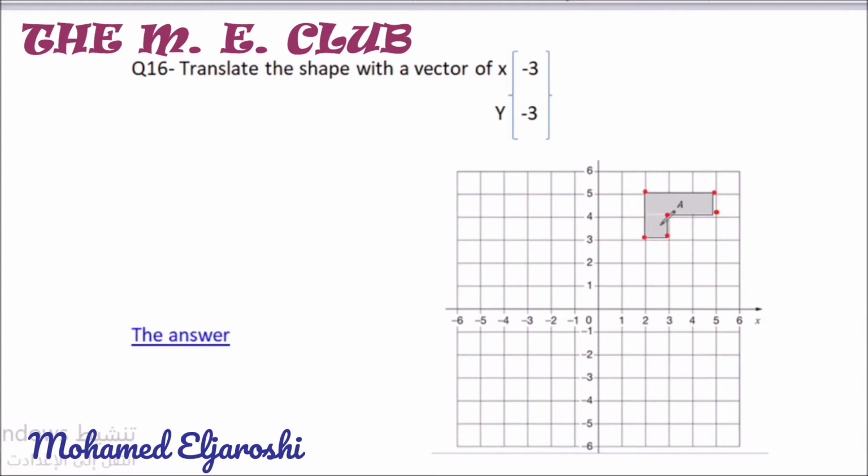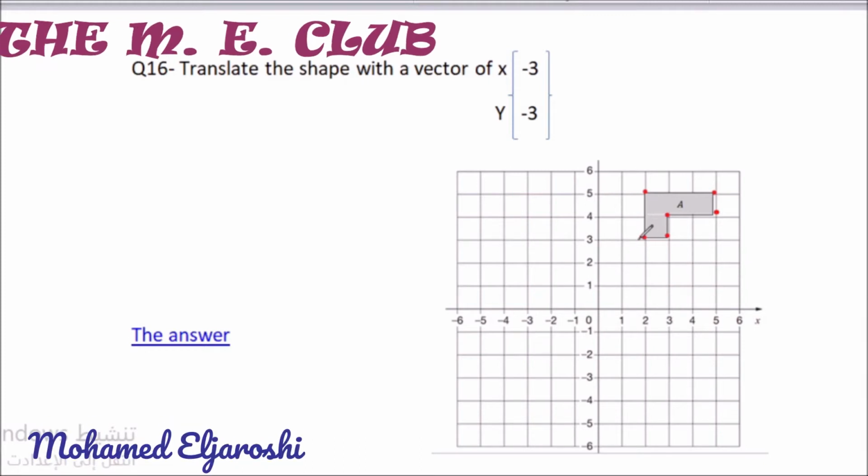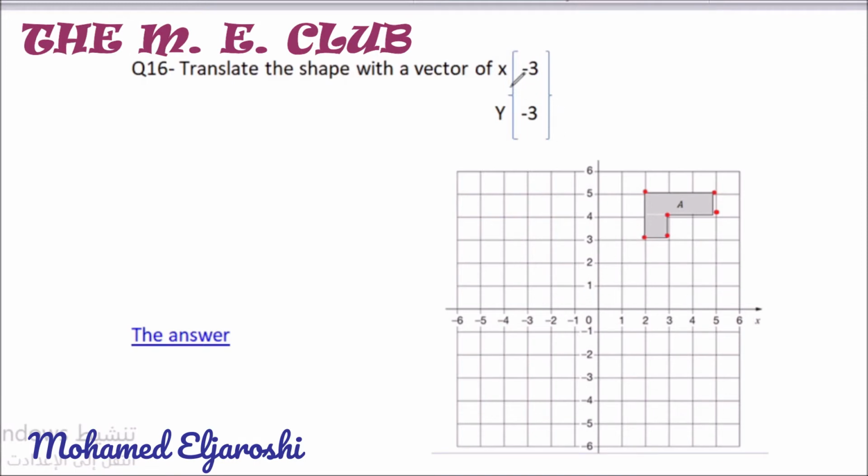Now, let's start with the points. First thing we have to know is that we have to move the point on the x-axis 3 centimeters or 3 blocks or boxes to the negative side. That's the idea of the vector here. Let's, for example, look at this point. We have to move it 3 centimeters to the negative x, so 1, 2, 3. And then 3 to the negative y, so 1, 2, 3. So the new point will be here. Very good. Now this is the first point.